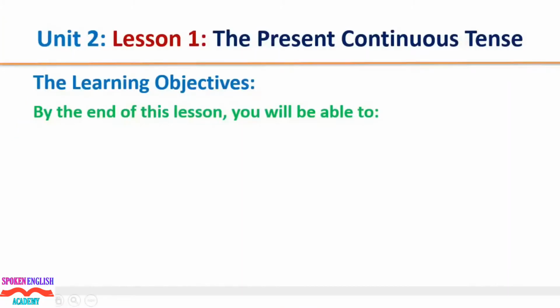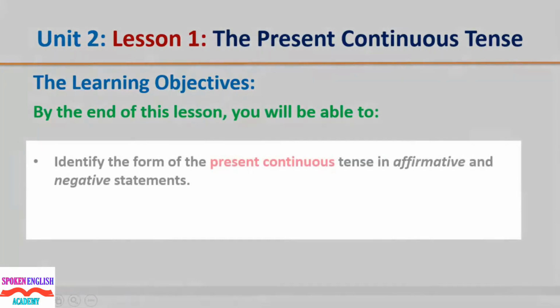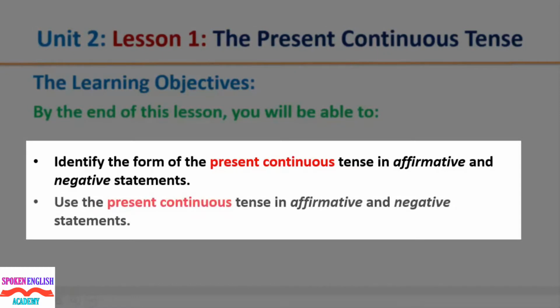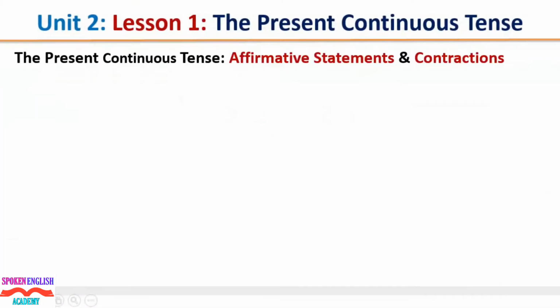The learning objectives. Dear students, by the end of this lesson, you will be able to identify the form of the present continuous tense in affirmative and negative statements. Use the present continuous tense in affirmative and negative statements.